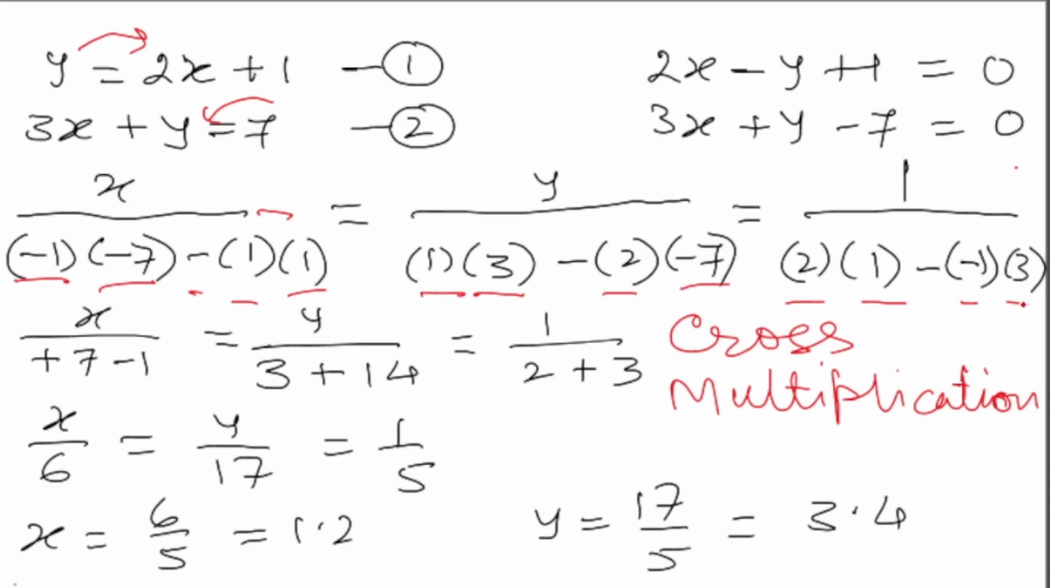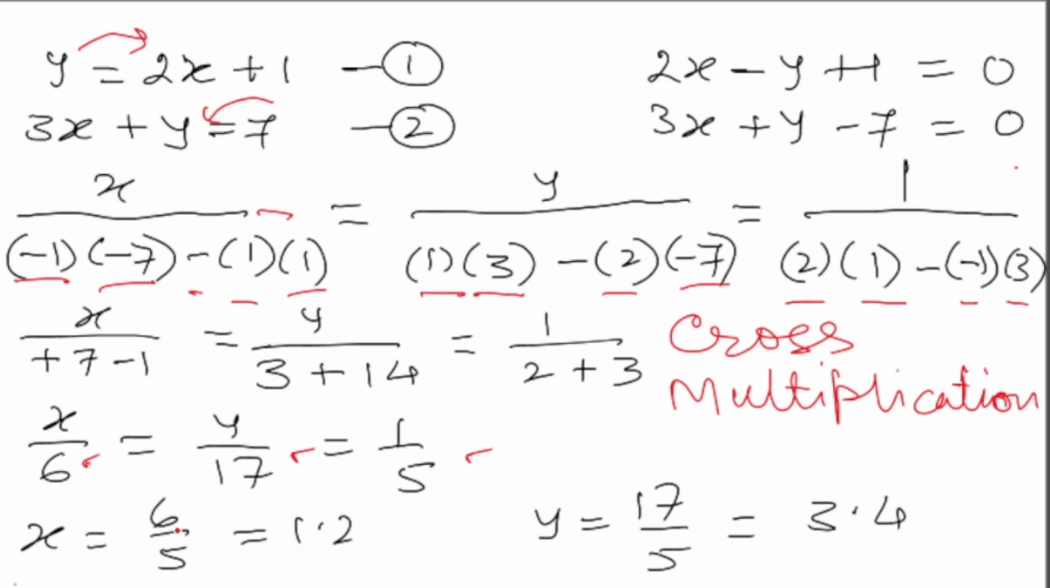So minus 7 into minus 1 is equal to 7 and 1 into 1 is equal to 1. So 7 minus 1 is equal to 6. Now 3 into 1 is equal to 3 and 7 into 2 is 14. So minus minus plus. So this is equal to 3 plus 14, that is equal to 17. In this case, 2 into 1 is equal to 2 and minus 1 into 3 is equal to minus 3. So 3 plus 2 is equal to 5.